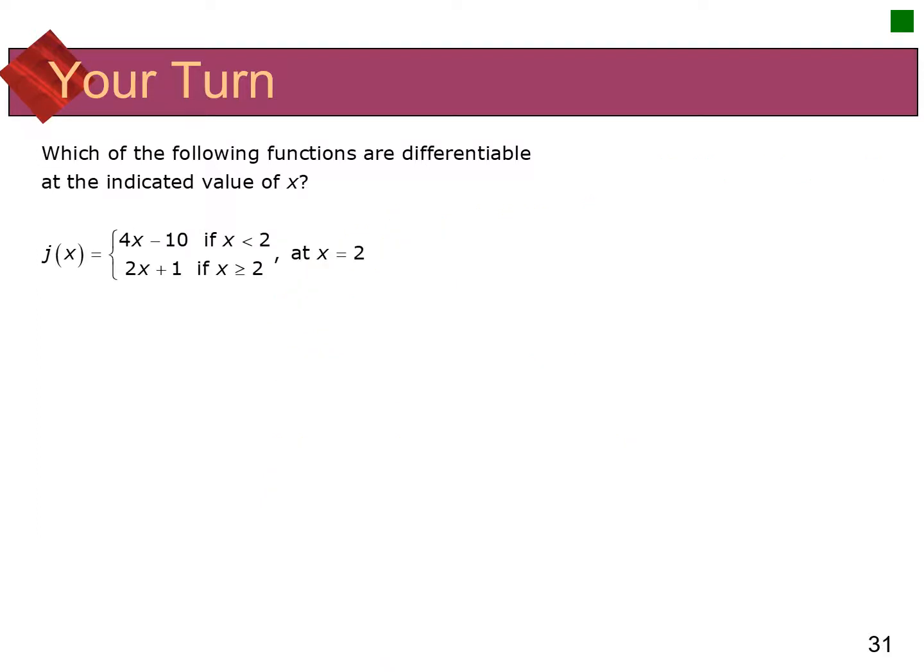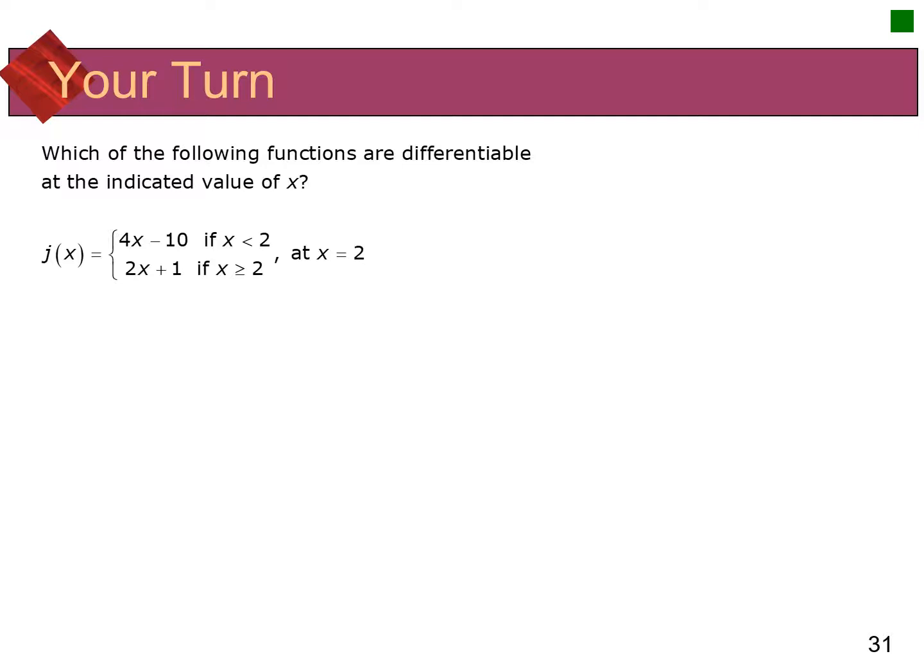For the next one, you were given j of x equals 4x minus 10 if x is less than 2, and 2x plus 1 if x is greater than or equal to 2. We want to see if it's differentiable at x equals 2. And typically that's where you're going to want to test, because the way this piecewise function is defined, when x is approaching 2 and equaling 2, that's where I have a change in the expression I'm using to evaluate j of x, and as a result I could possibly have a break there.